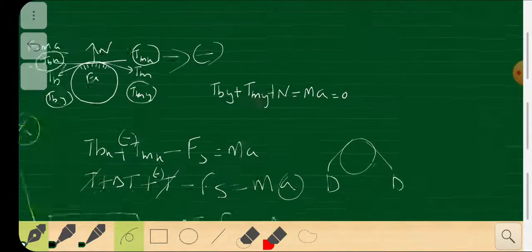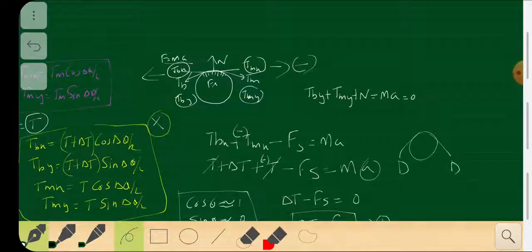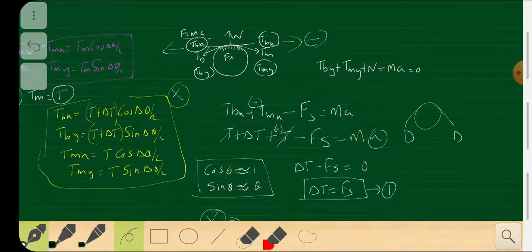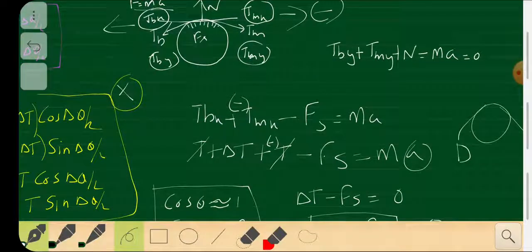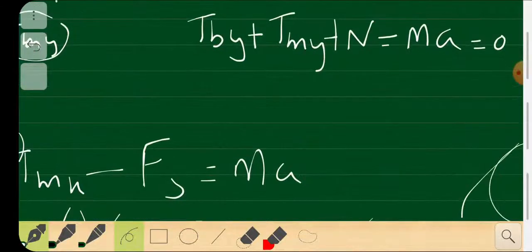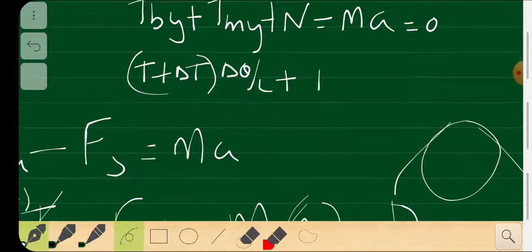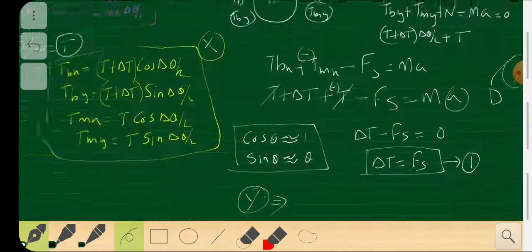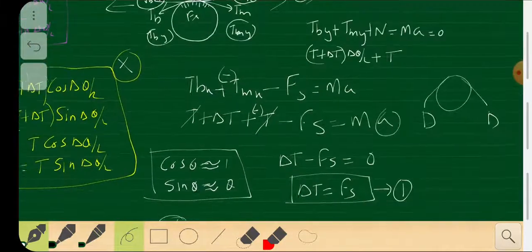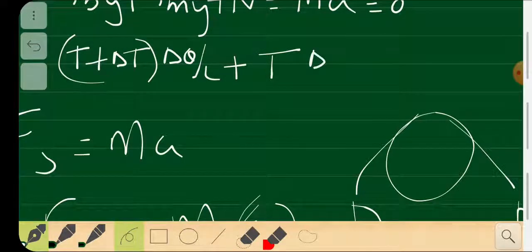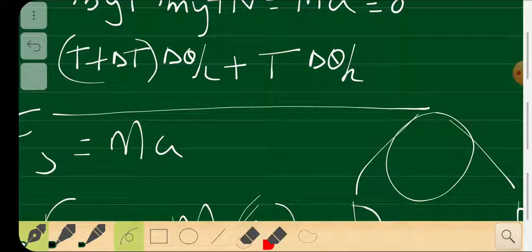Now I can substitute for the values of TBy and TMy here. So TBy will be T plus delta T times sine delta theta by 2, which is just delta theta by 2. So TBy will be T plus delta T times delta theta by 2, plus T times TMy, which is just T times sine delta theta by 2. So that will be T times delta theta by 2. That, plus N, must be equal to 0, right? So that's the basic thing.